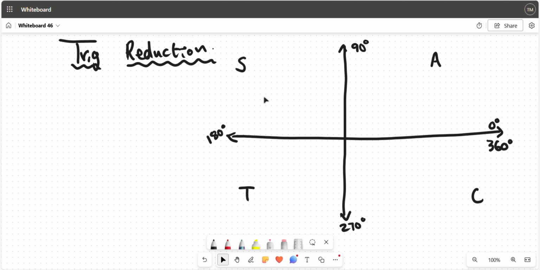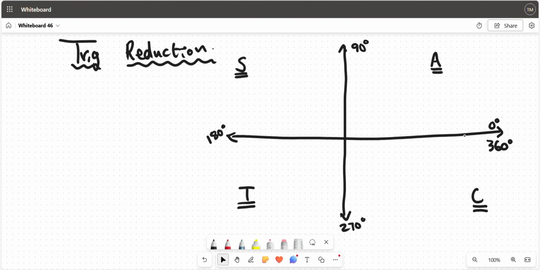So we have this CAST diagram that we've looked at in the previous video. We know that all the ratios are positive in the first quadrant. Only sine is positive in the second quadrant. Only tan is positive in the third quadrant. And only cos is positive in the last quadrant, the fourth quadrant.